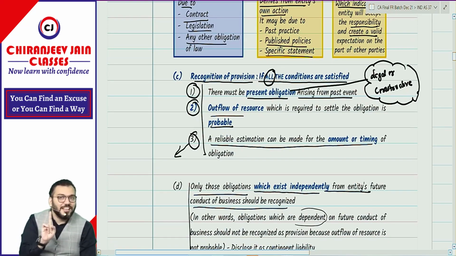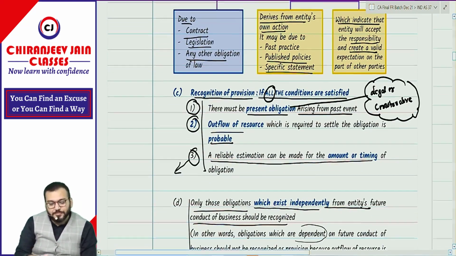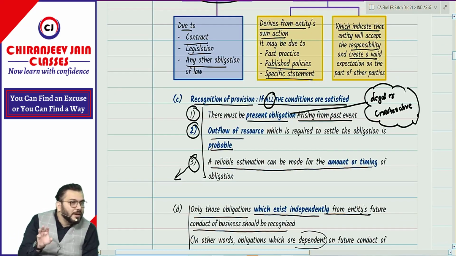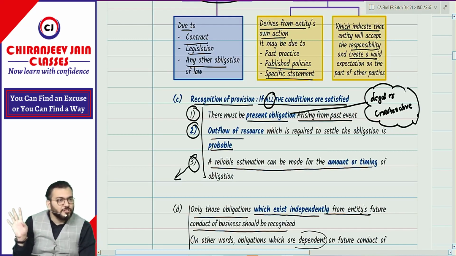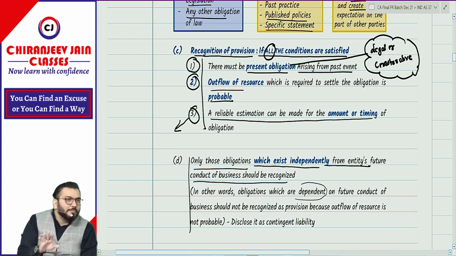If the question is silent, what is the meaning? Question is silent means the question has not provided any information. So from the examination point of view, we need to give more emphasis to point number 1 and point number 2. This much you have understood? Present obligation, we have understood when an obligation is said to be probable. Probable means when the chances of occurrence are more than the chances of non-occurrence, meaning it is more likely than not. This also you have understood.